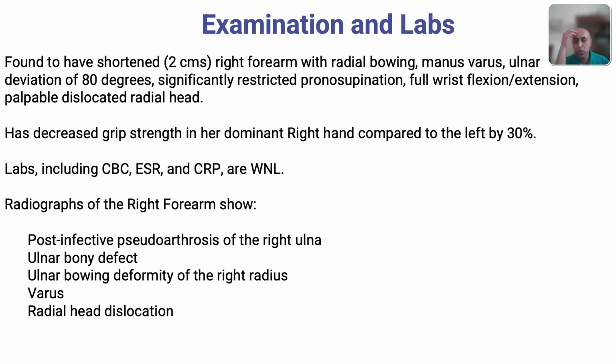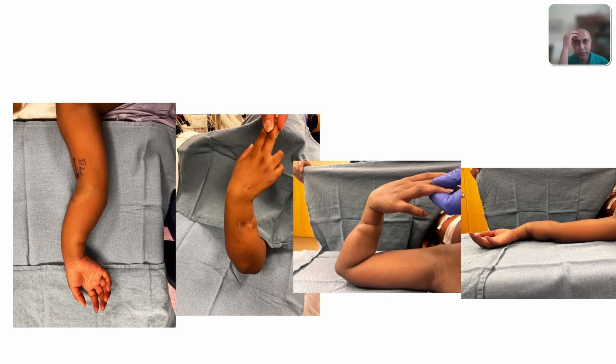On examination, we found that she had a shortening of a couple of centimeters of her right forearm with significant manus varus deformity and radial bowing, and increased ulnar inclination of the distal radius, as well as restricted pronation and supination, but reasonably good flexion and extension at the elbow, as well as at the wrist. But she had an anteriorly dislocated radial head, but it was not impeding elbow range of motion. She had decreased grip strength compared to the other side, about 30%. Labs were all normal. Okay, next slide, please.